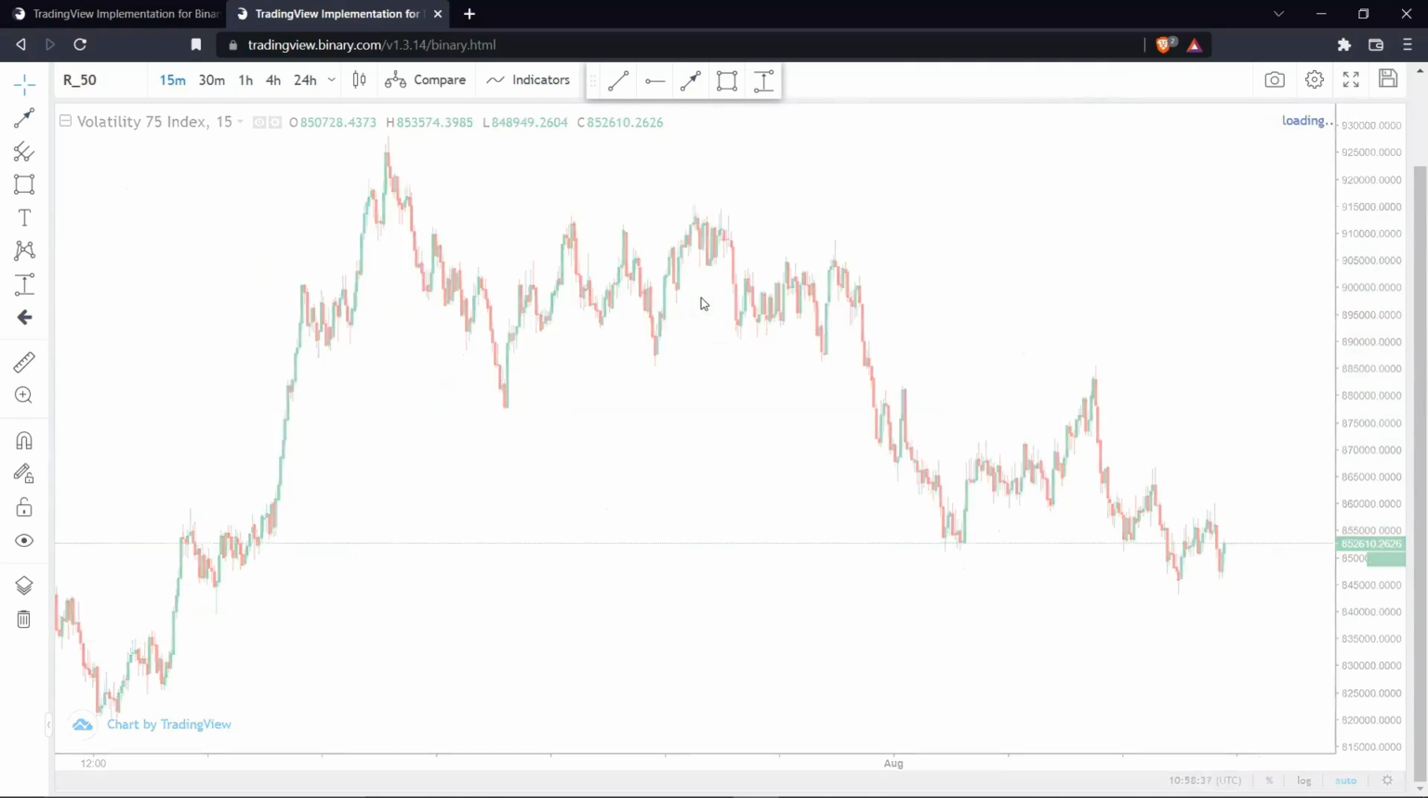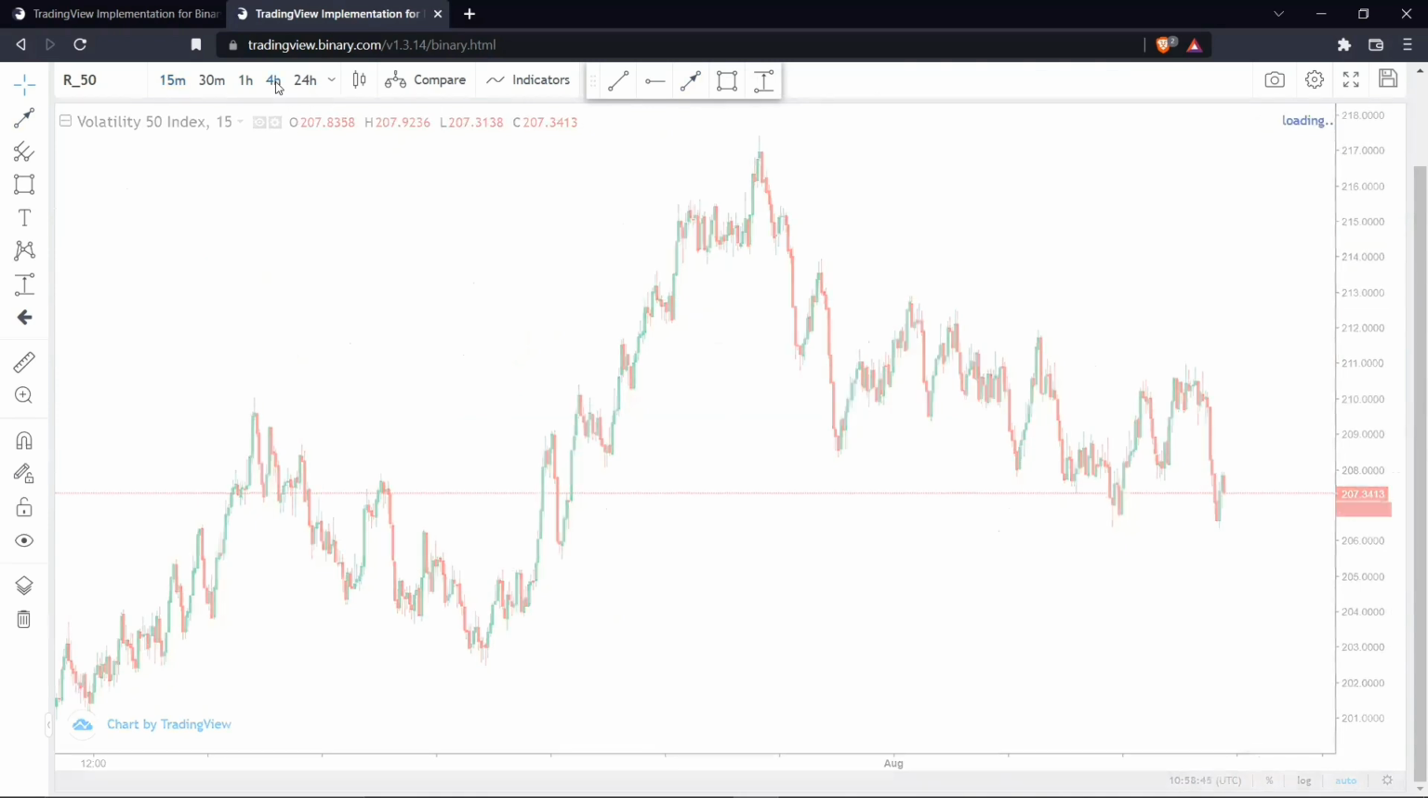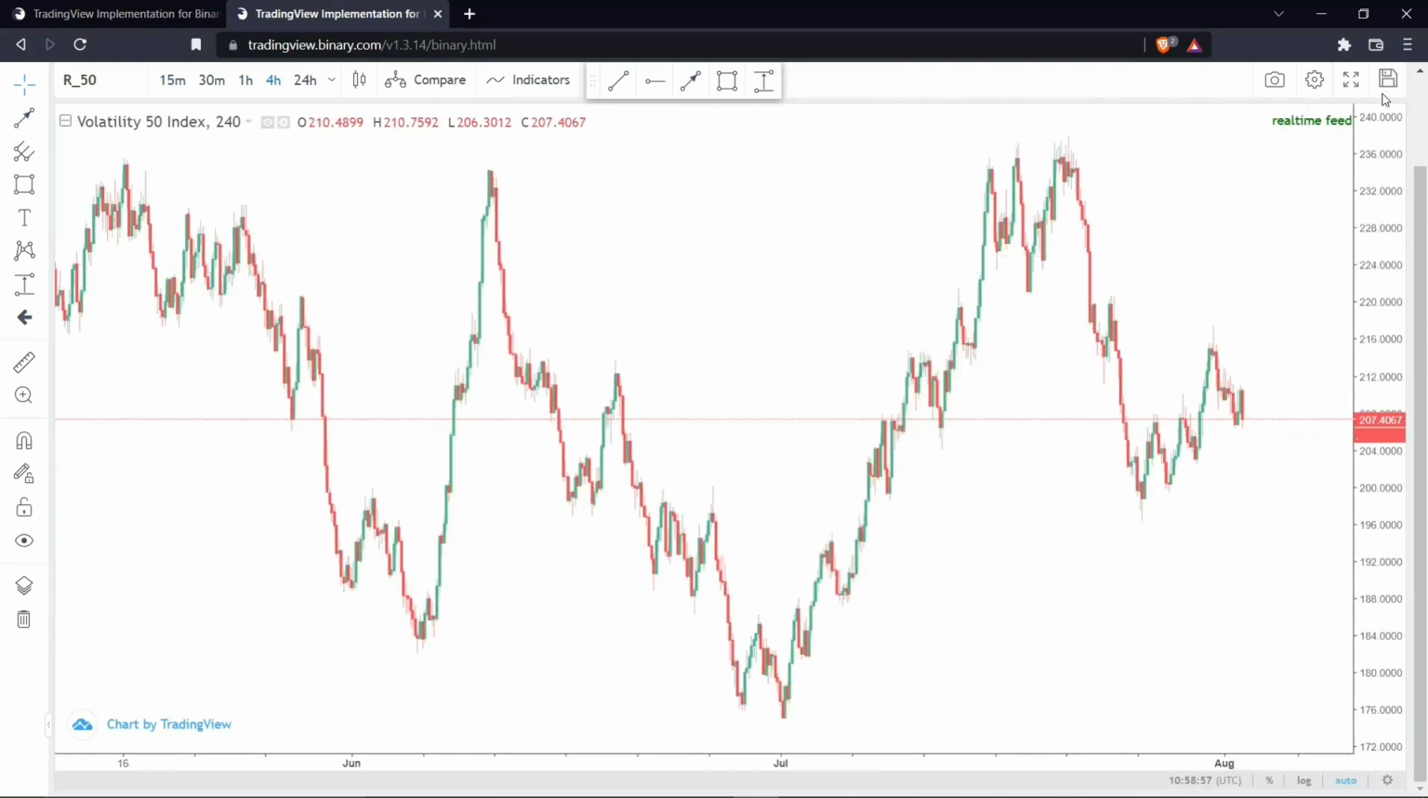Okay, so we are back at the charts. As you can see, for this example, we are going to be looking at the Volatility 50 index, and we are going to start with our first time frame. The first time frame that we are going to be using here is the 4-hour time frame.